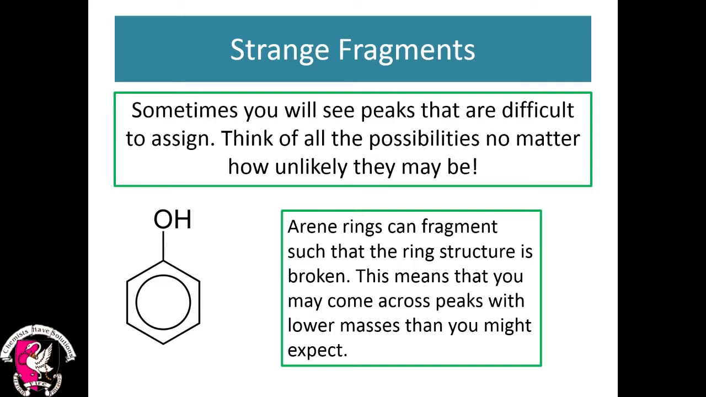But sometimes you will see some peaks that are difficult to assign, and you've got to really think about all the different possibilities that it could be, even if they seem a bit unlikely. For example, if we do a mass spec here of phenol, 77 is the number that you'd expect for the benzene part. But you can actually get peaks lower than that. You can get numbers lower than 77, which seems a bit weird, because yes, you might be able to lose some hydrogens, but if this is a ring structure, you may not expect it to break.